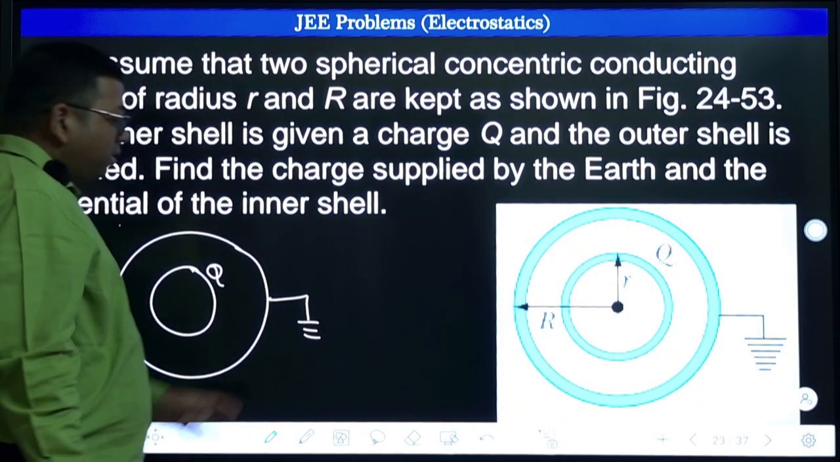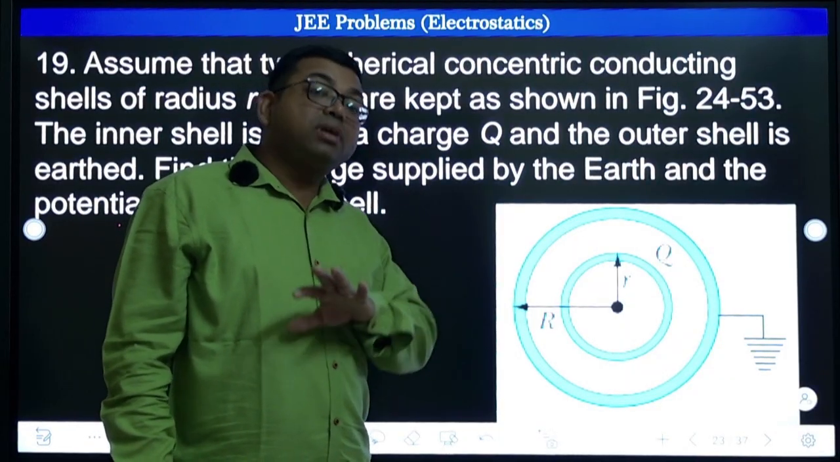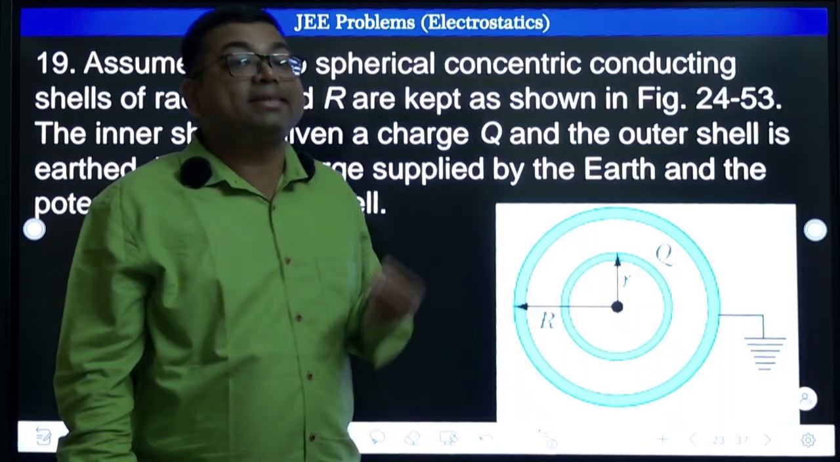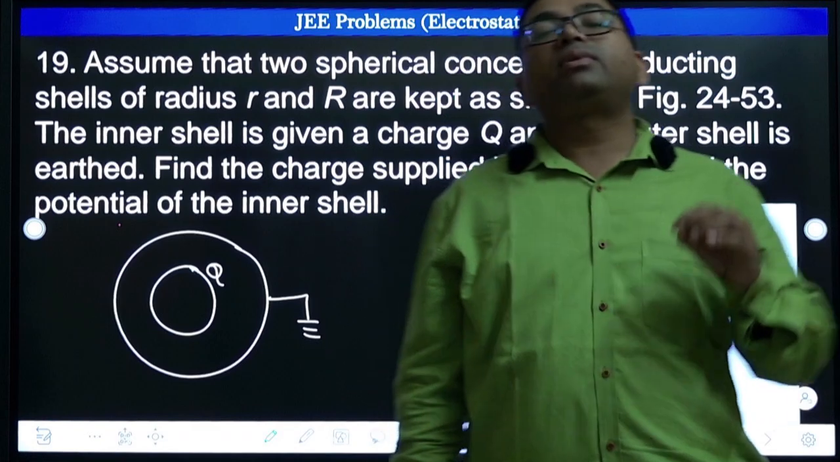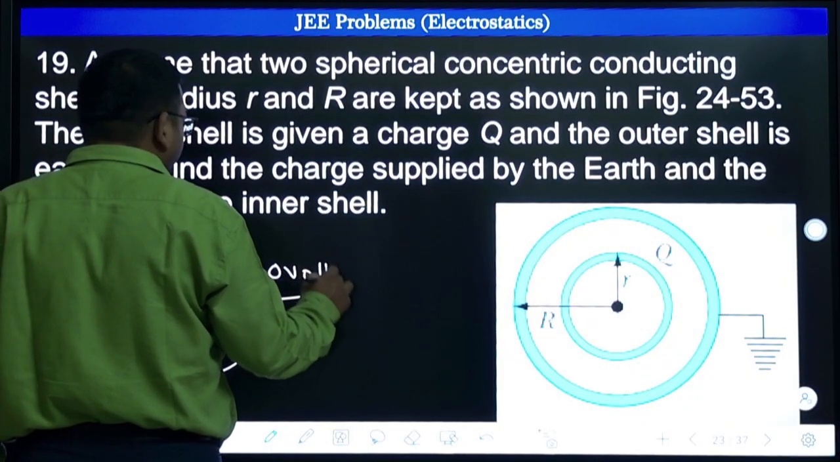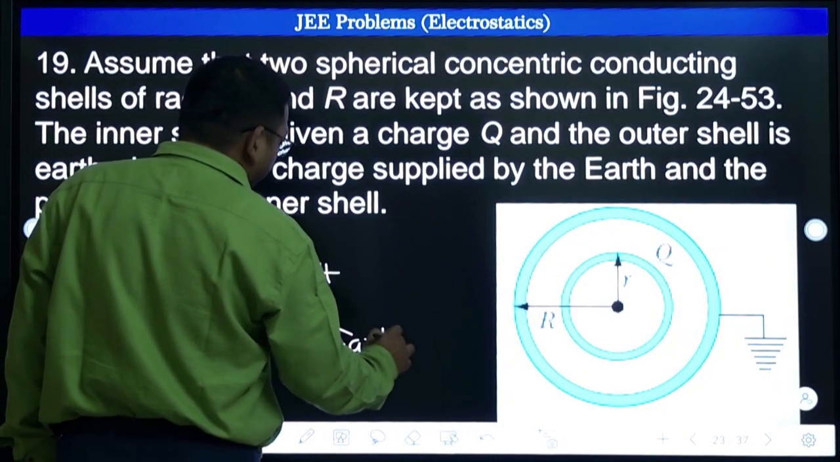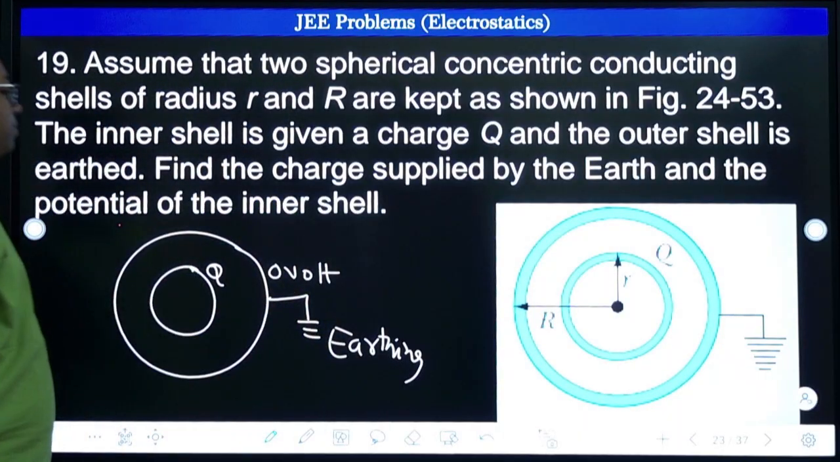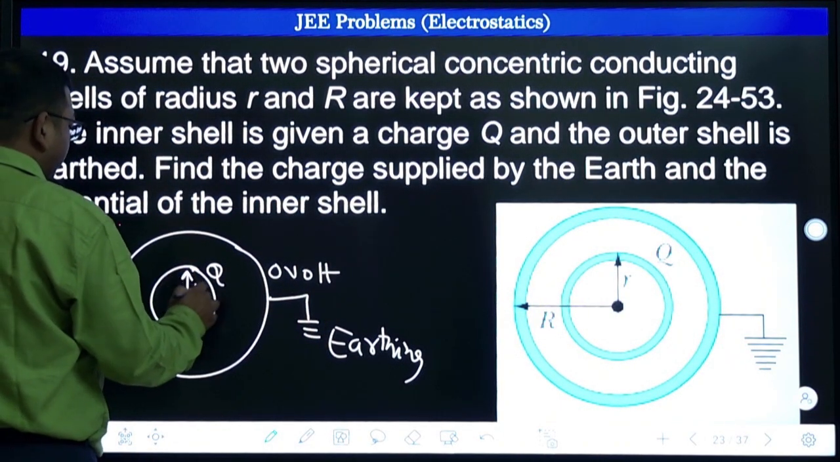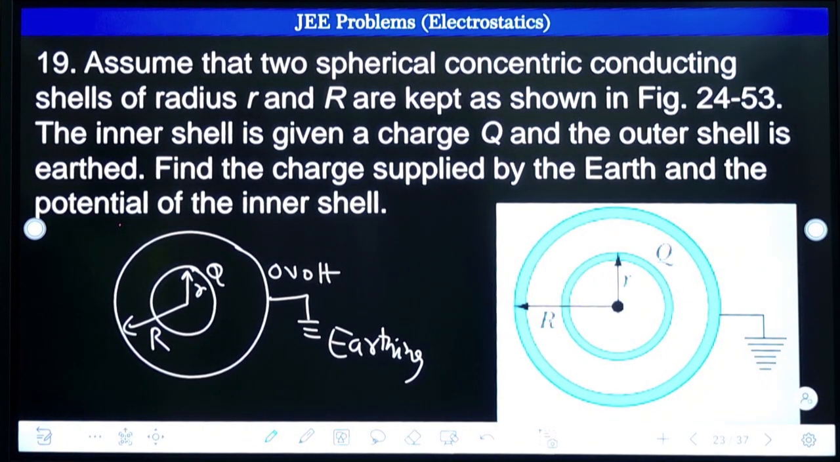Earth means what? Note that earthing means the potential of that shell becomes zero, because earth is considered to be zero potential. Although earth has some potential, it is almost negligible, so we take it as zero potential. So this will become 0 volt once you connect it. This is called earthing. Due to earthing, the potential becomes zero. This is small r and this is capital R. So what is the question? The inner shell is given q, the outer shell is earthed. Find the charge supplied by earth and the potential of the inner shell.